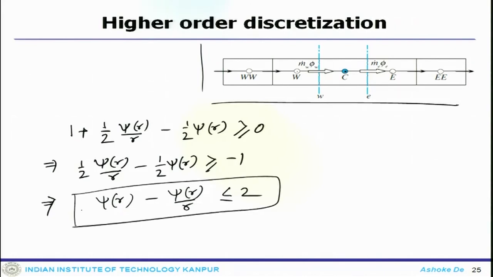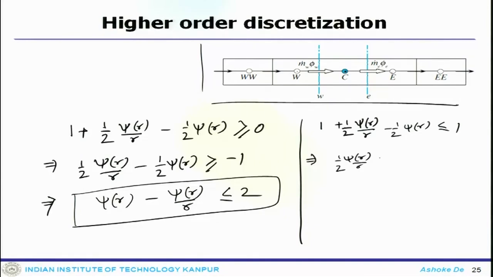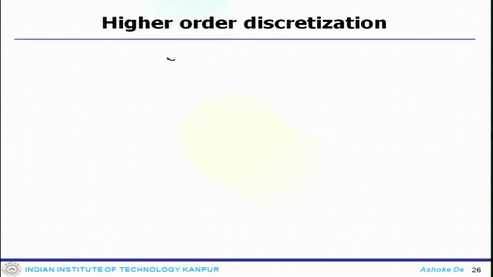So, that is one condition that you get, and the other one that one can get is that 1 plus half psi(r) by r minus half psi(r) less than or equal to 1, that means half psi(r) by r minus half psi(r) less than 0, so psi(r) minus psi(r) by r greater than 0. Now, if you combine these two, it simplifies to psi(r) minus psi(r) by r being between 0 and 2.